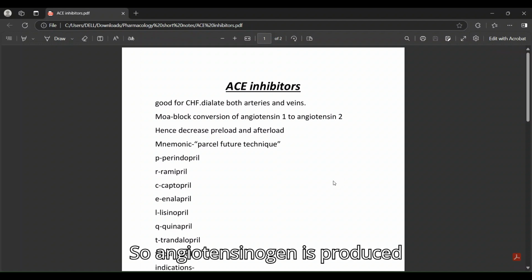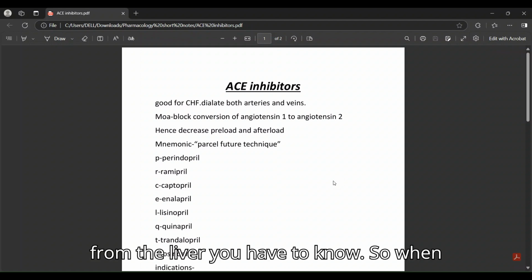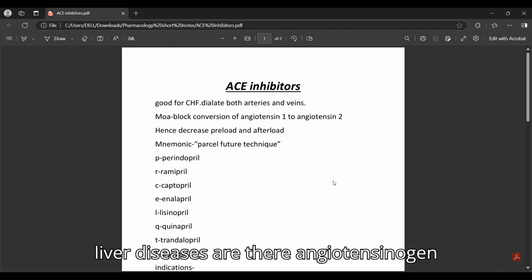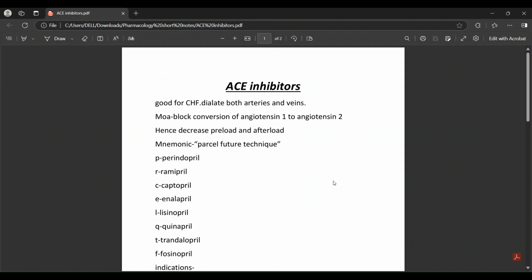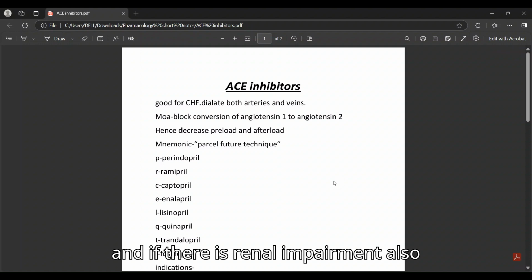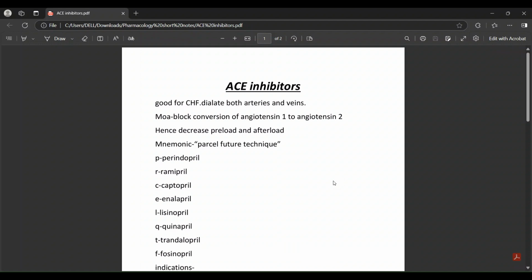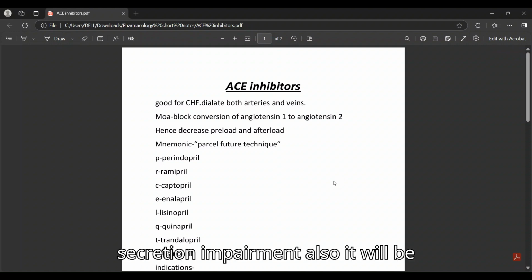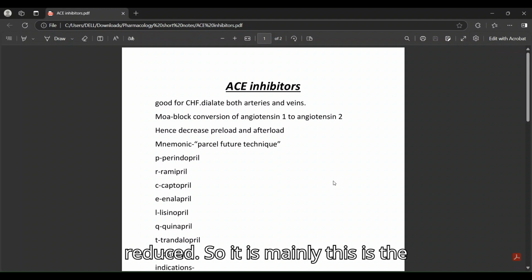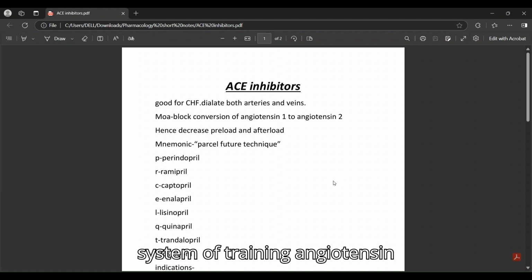So angiotensinogen is produced from the liver, you have to know. So when liver diseases are there, angiotensinogen production will be impaired, and if there's renal impairment, also due to renin secretion impairment, it will also be reduced. So mainly this is the renin, angiotensin, aldosterone system, right? So we block angiotensin 1 converting into angiotensin 2. So the function of angiotensin 2 will be impaired.